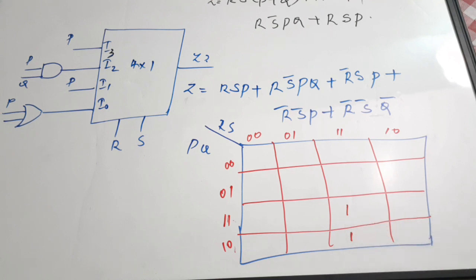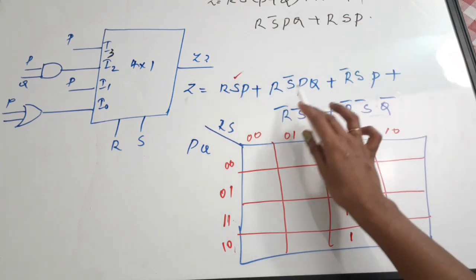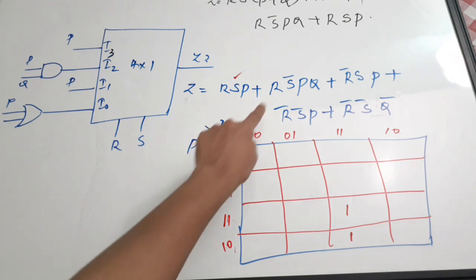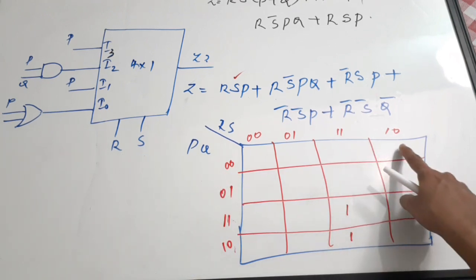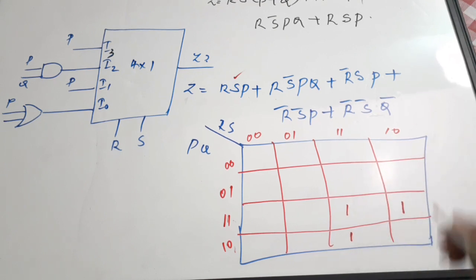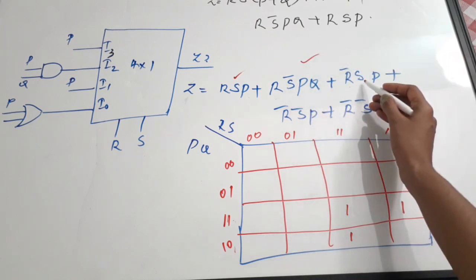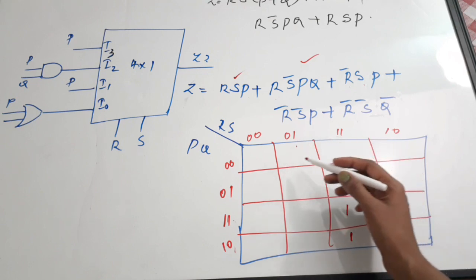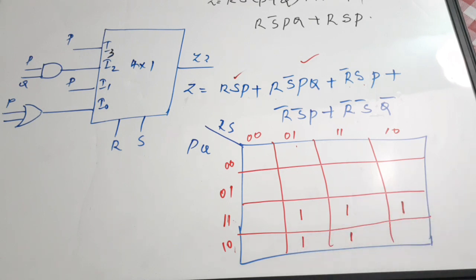So 1 1 here, then the next term. We have put 1 here for this term. For this term, R specifically is given, so you don't have to roam around. You can find it very easily. So R S bar: R is 1 here, and S bar, so it is here. Then P and Q, so it will be here only. So we have put a 1 there. Next one is R bar S. R bar S is here, and P. So P is 1 here. So it is there.